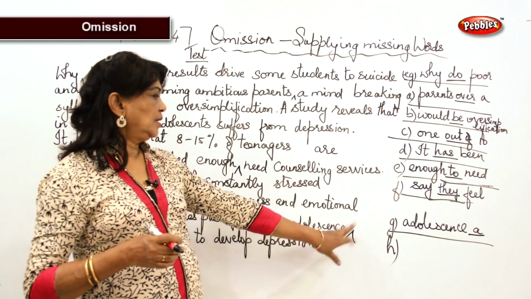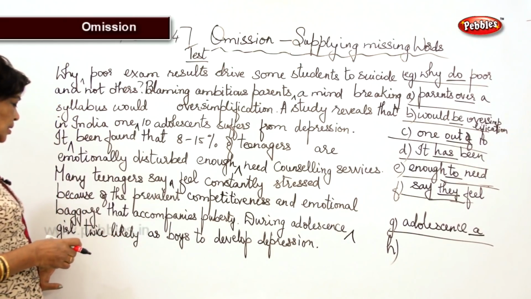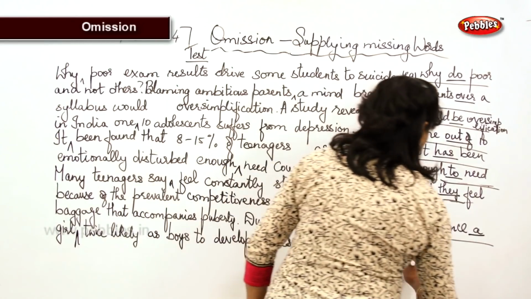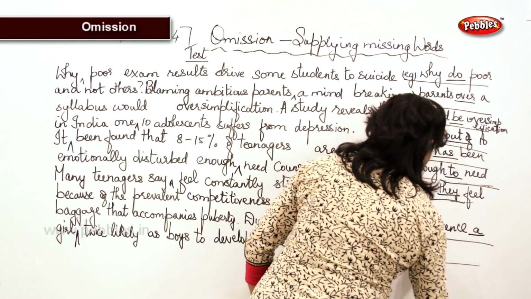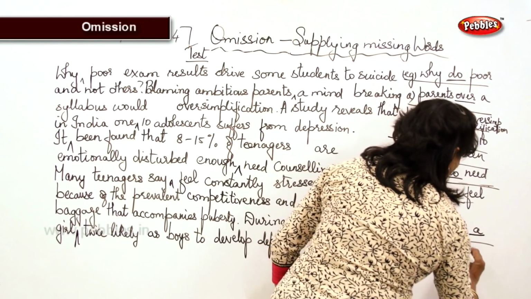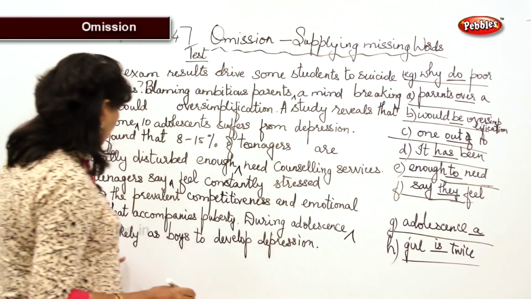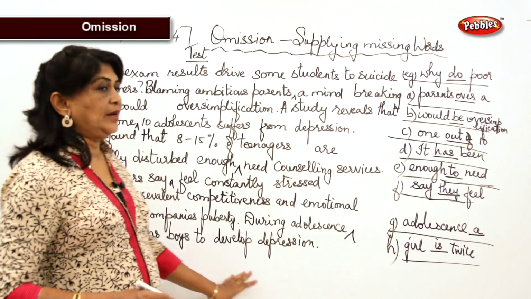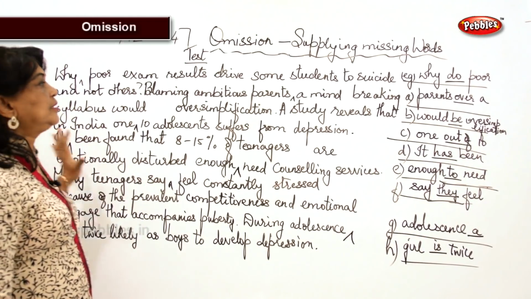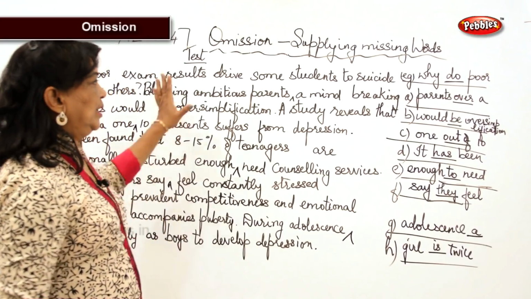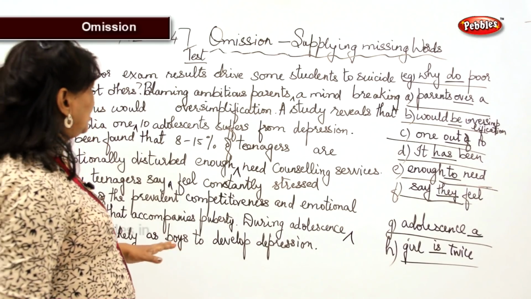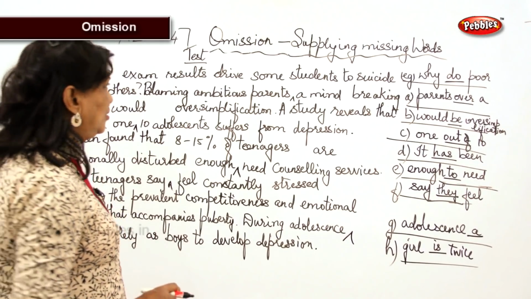During adolescence, a girl is twice as likely as boys to develop depression. Does this passage make sense now? It's a little tough for you, but I worked it out. Let's see whether you have done it correctly. I'll read out the answers and then we'll check them.